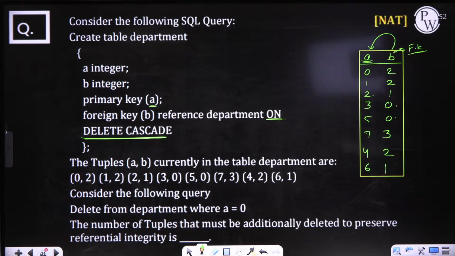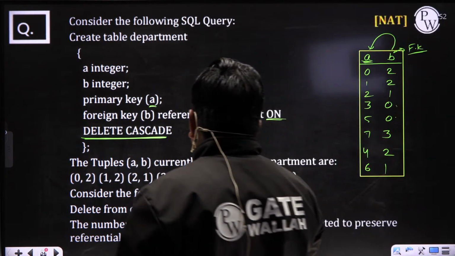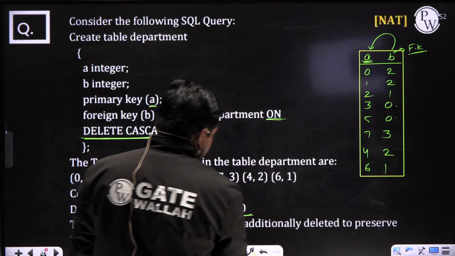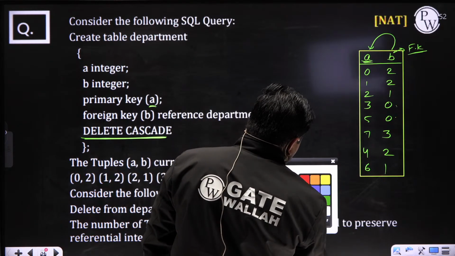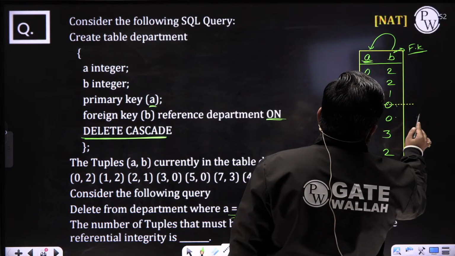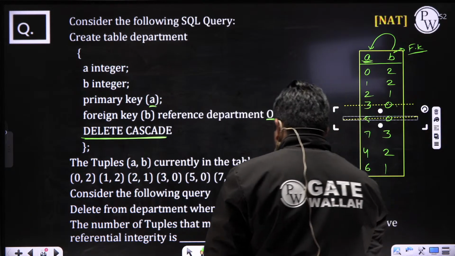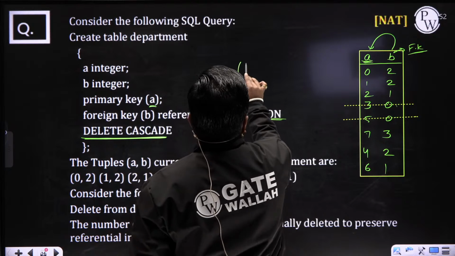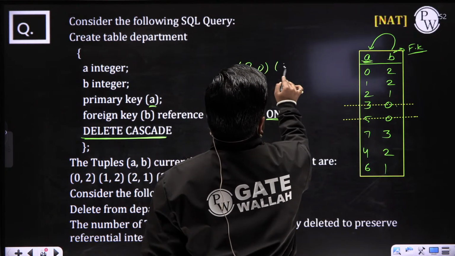Tell me. Very good, very good. Which one, when A equal to 0? When A equal to 0 is deleted, you are getting (3, 0) and (5, 0).